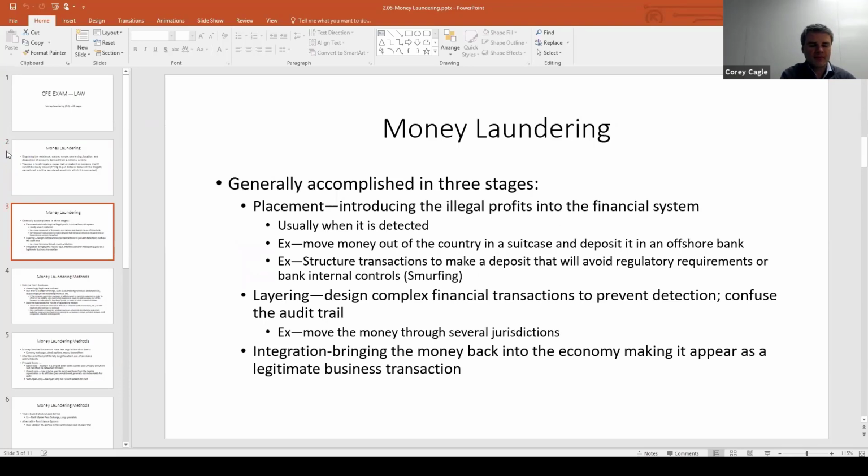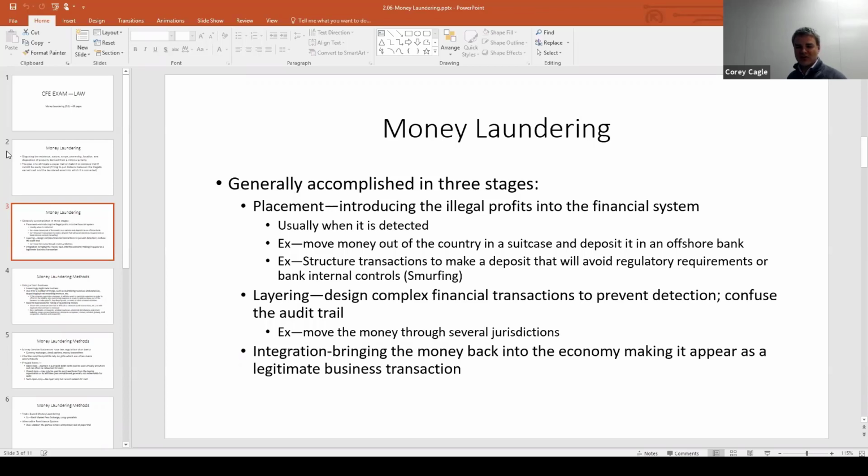So there are 3 stages generally: placement, layering, and integration. So placement, in our book, makes the point that this is usually when it's detected. So placement is introducing the illegal profits back into the financial system. Their examples are kind of funny. Moving money out of the country in a suitcase and depositing it in an offshore bank. That would be placement. Again, you're putting the profits into the financial system somehow.